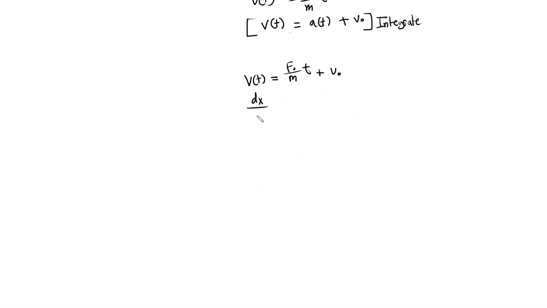So dx with respect to time is equal to the constant force divided by mass, times t, and then we'll add the initial velocity once more. Now let's multiply both sides by dt so it cancels out here. So dx is the constant force divided by mass times t plus the initial velocity, times dt, not dx.